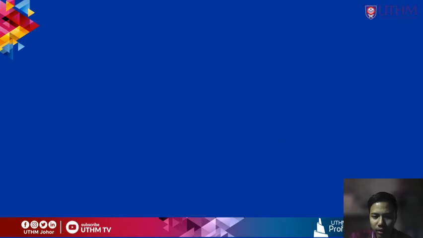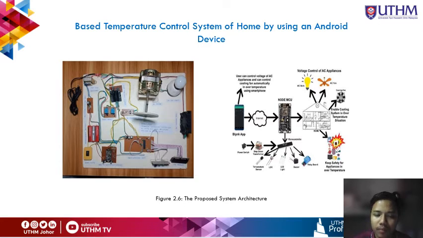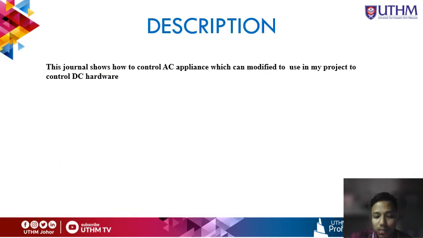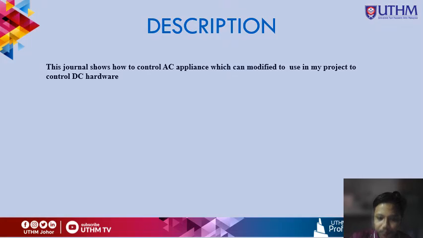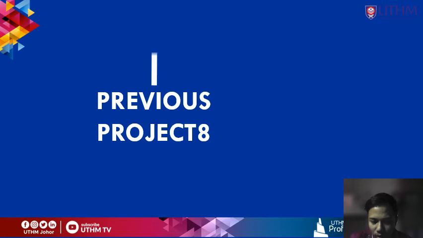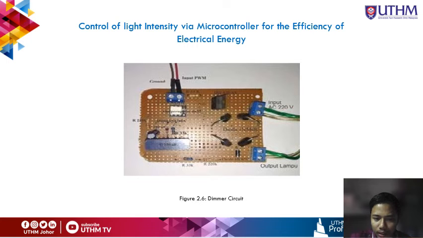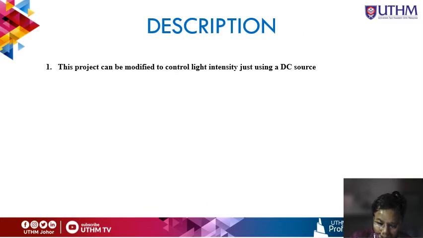My previous project 7 is a base temperature control system using an Android device. This project shows how to control an AC appliance, which can be modified for my project, where I will use DC hardware. The last previous project is control of light intensity via microcontroller for the efficiency of electrical energy. This project can be modified to control light intensity using just a DC source.